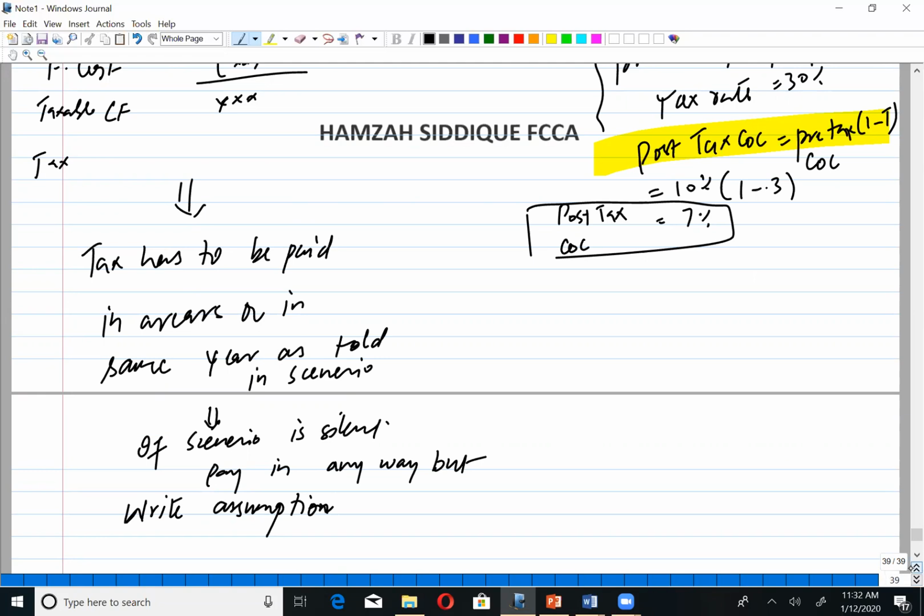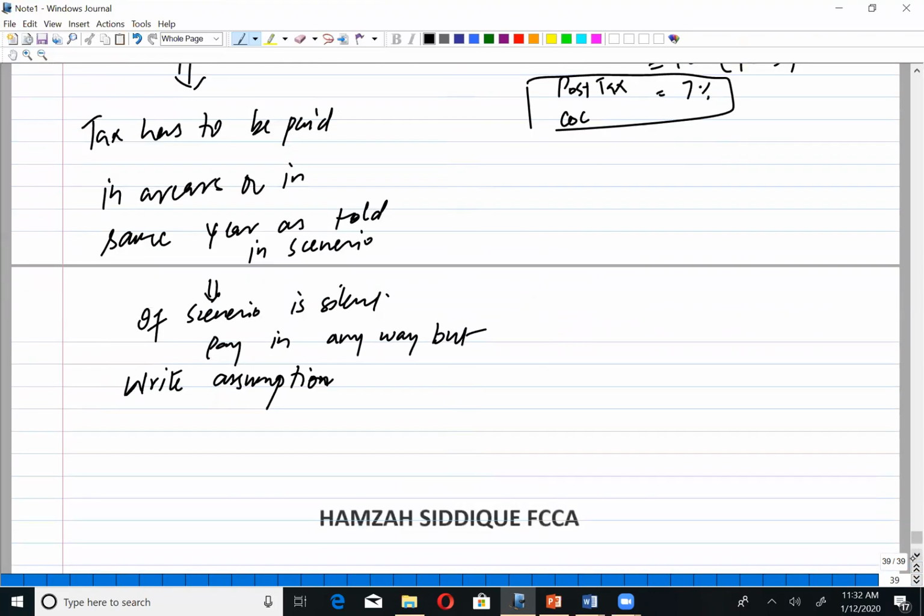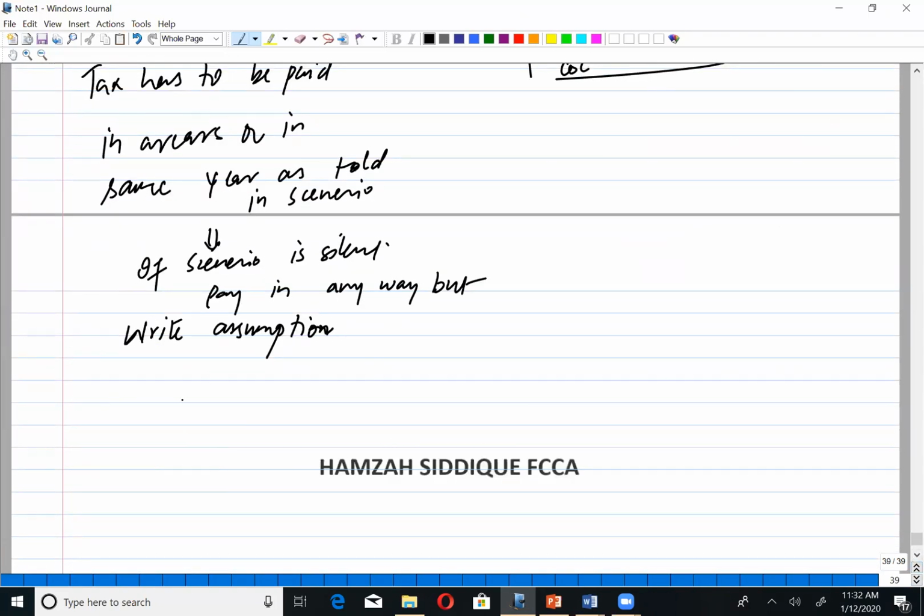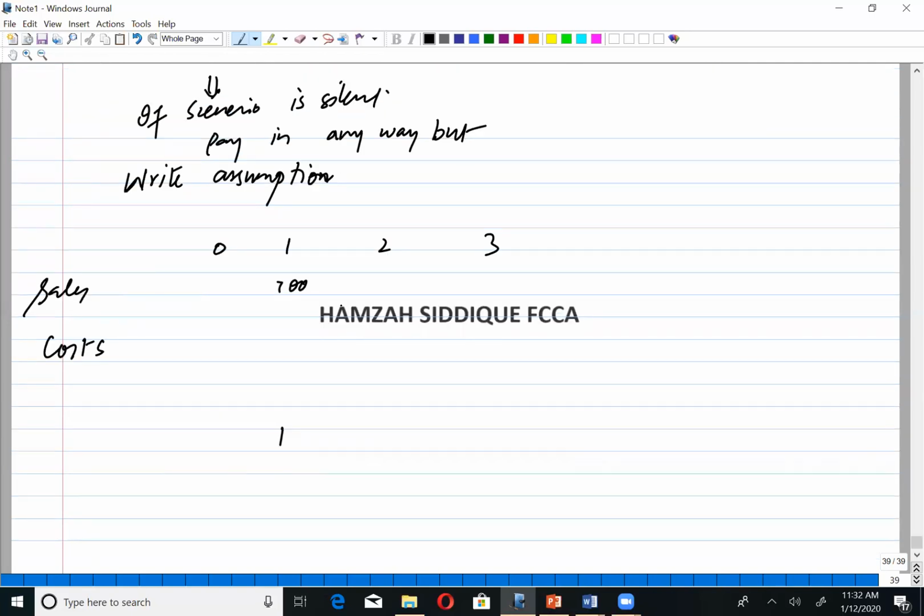Now, let me show you an example. For example, this is the project, years 0, 1, 2, 3. Taxable cash flow is sales minus costs. Let me write everything. Sales minus all the costs. Sales are 100, 120, 150. Costs are 70, 80, 100. Okay, 30, 40, and 50.